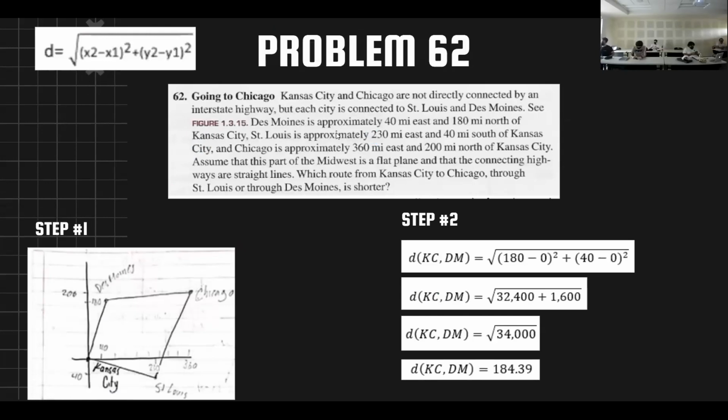Okay, so for this problem, we're given 3 different cities and the distances between them with the cardinal points. So we have to first trace the 4 cities that we're talking about in the graph in order to have a general idea of what we're dealing with. Then we have to find the distance between Kansas City and Des Moines by substituting our X and Y values, giving us, after doing all the procedure, 184.39 miles.